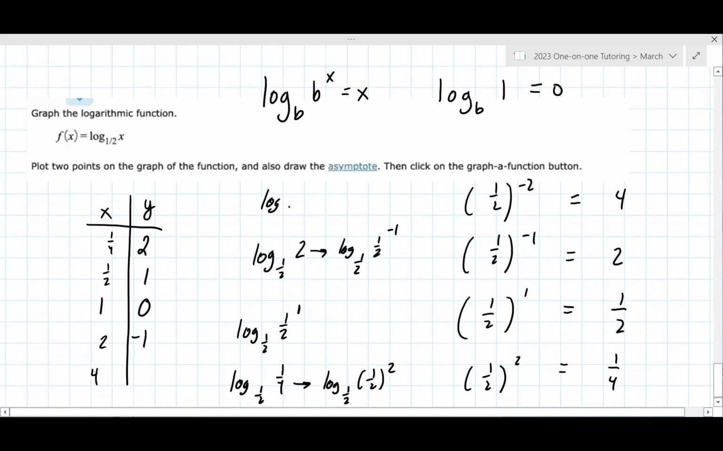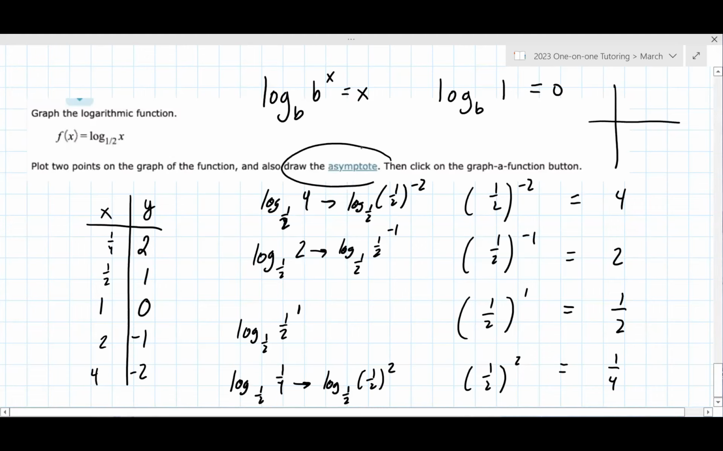Same thing with the 4. So what you really want each time is the base to equal the thing you're taking the log of. 4 is really 1/2 to the -2. Log base 1/2 of 1/2 to the -2 power becomes -2. Okay. Yeah, that is a little bit, but I kind of see it.